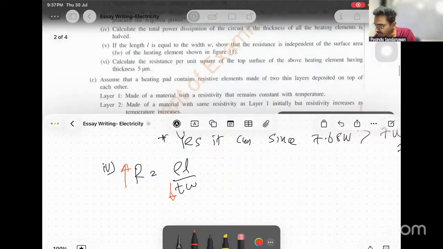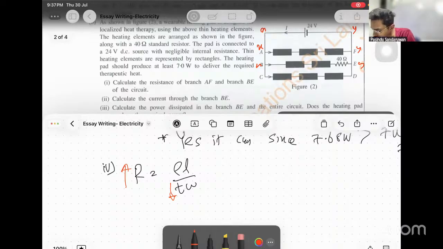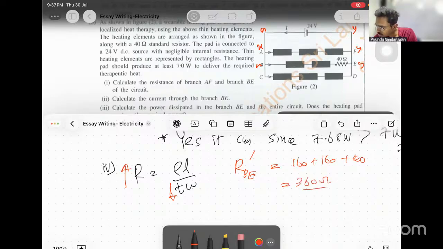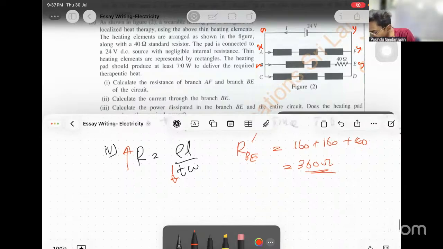Then new resistance of BE is, say, RBE dash. Now, if resistance is doubled, 80 becomes 160. Then BE is 160 plus 160 plus 40. That is 360 ohms. Then the new power of BE is, say, P dash.